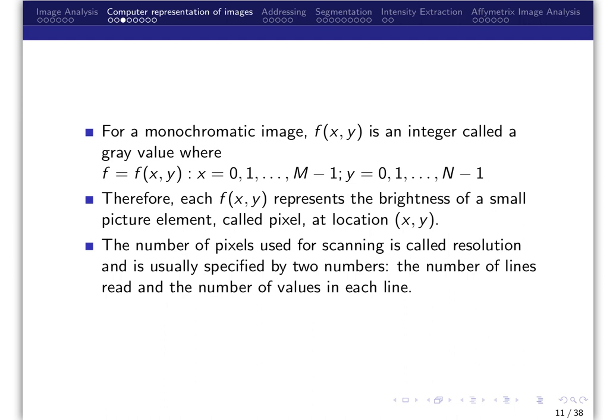F of x and y is usually a grayscaled value in a monochromatic image. Each f of x and y represents the brightness of the pixel at location x and y. The number of pixels used for scanning is called resolution and is usually specified by two numbers: the number of lines read and the number of values in each line.